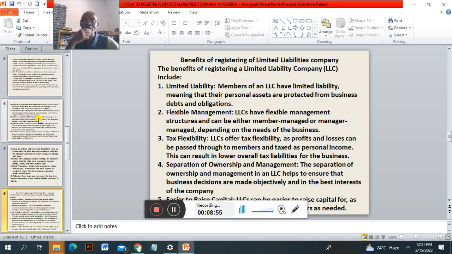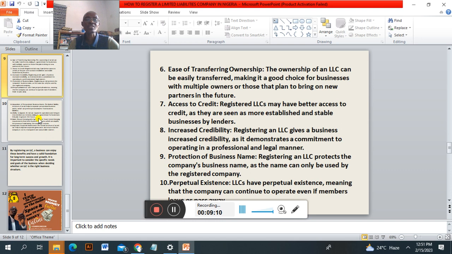Number five, a limited liability company makes it easy to raise funds and capital because of the various members that are connected, and it's easier to raise capital to take the business to the next level. Number six, ease of transfer of ownership. The ownership of a limited liability company is easily transferred, making it a good choice for businesses with multiple owners or those that plan to bring in new partners in the future.